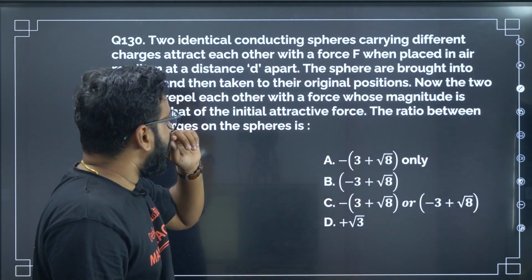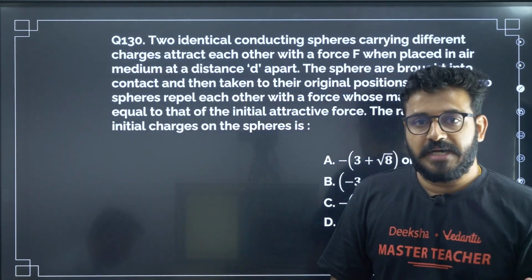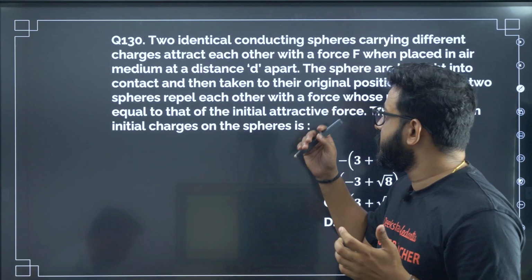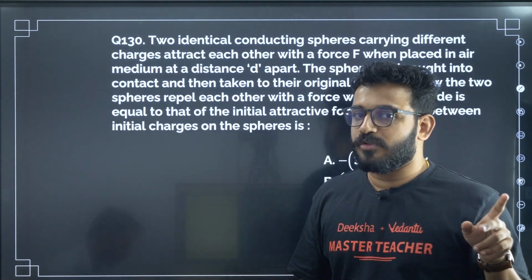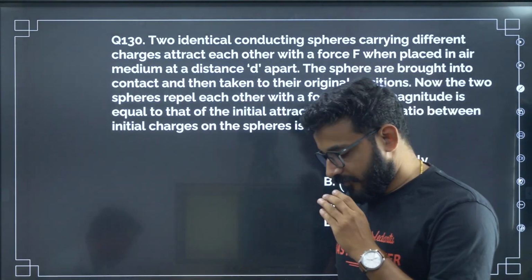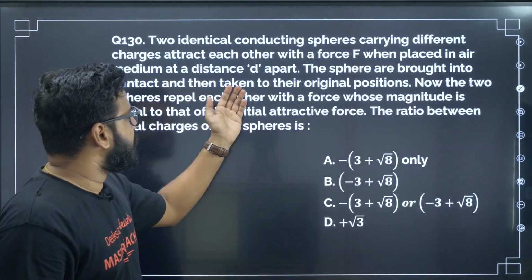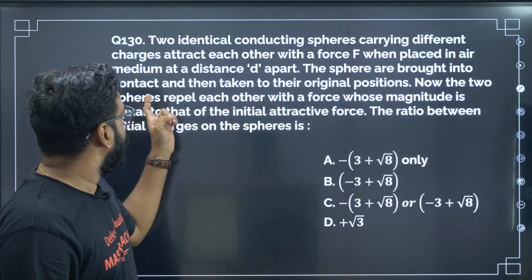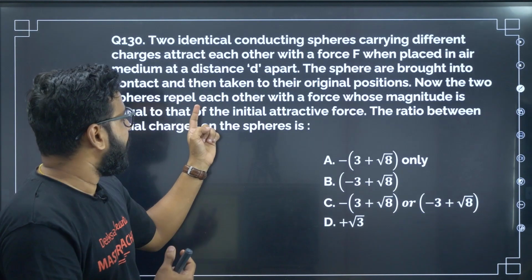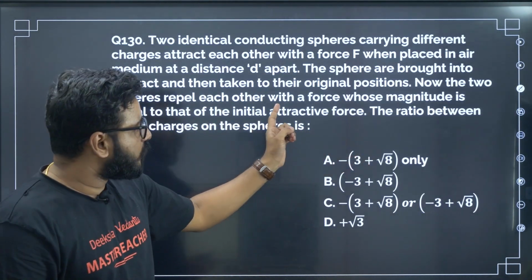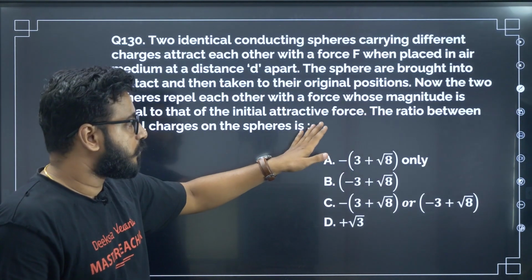Okay. So two identical conducting spheres carrying different charges attract each other with a force F. Okay. Attract itself means that they are having opposite charges. One is positive, the other is negative. Okay, fine. So let that be anyway. When placed in air medium at a distance d apart, the sphere is brought into contact and then taken again to the original position. Now two spheres repel each other with the same force. Okay, force of magnitude equal to the initial.